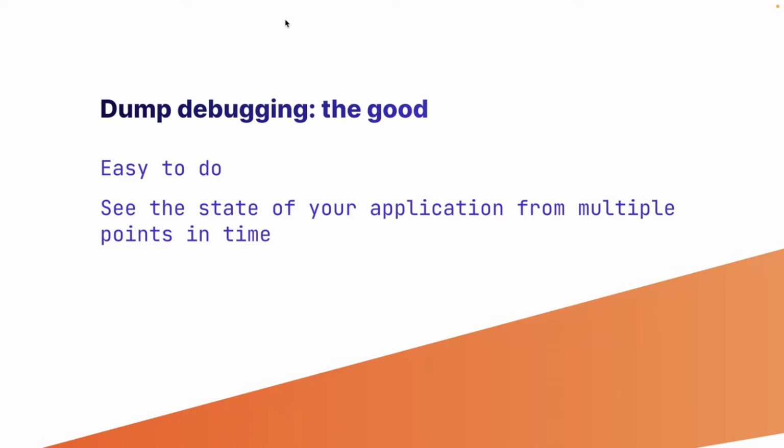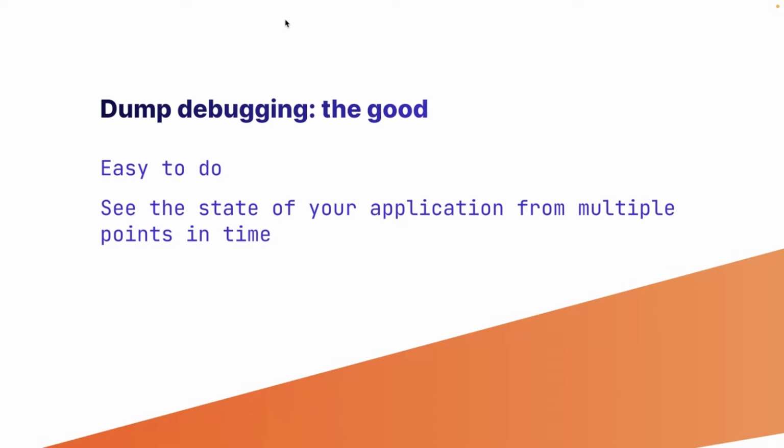If you want to dump debug, you just say dump this, or you do a die statement or a DD statement, or whatever you prefer, and you get the value on your screen. It is that easy.